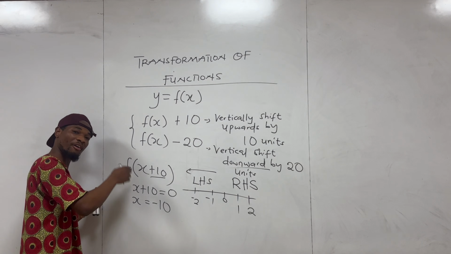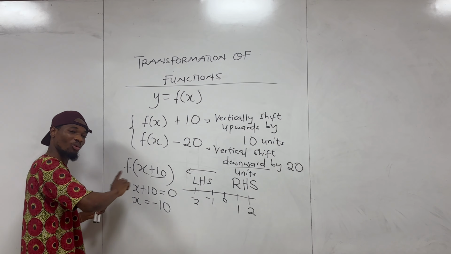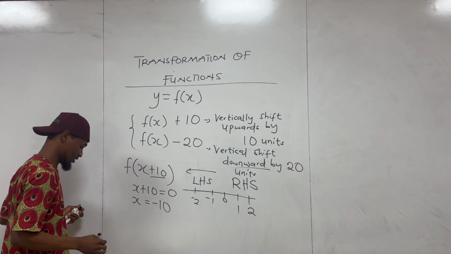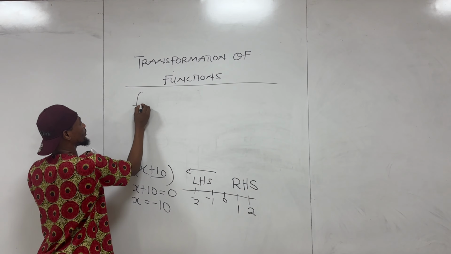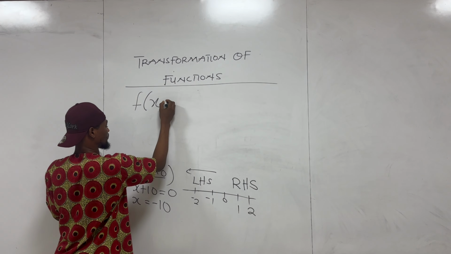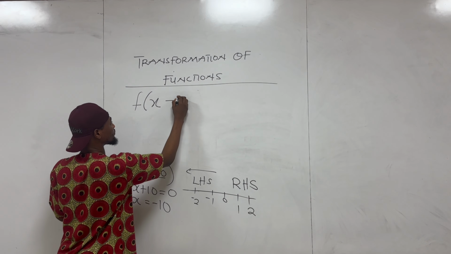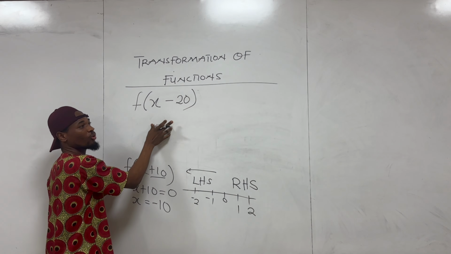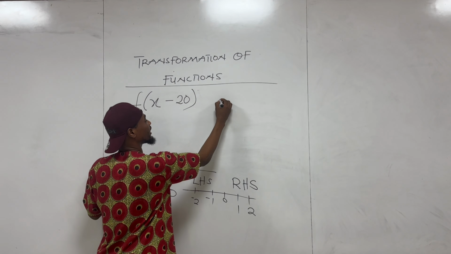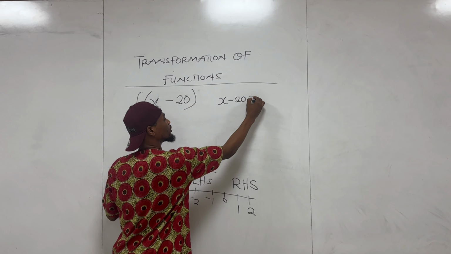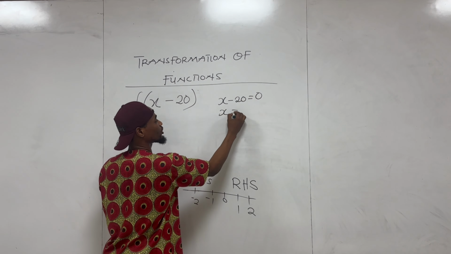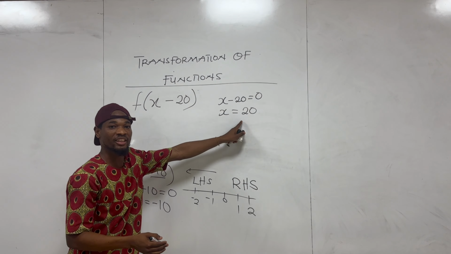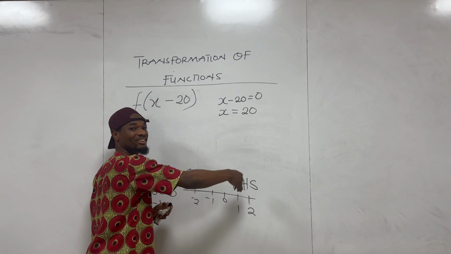The left hand side. When you have a positive value, you are moving more towards the right hand side. Similarly, when I have this, so what I'll do is I'll insert the expression x minus 20 to 0. So I have x is equal to positive 20. So again, this simply indicates that I'll move towards the right hand side.